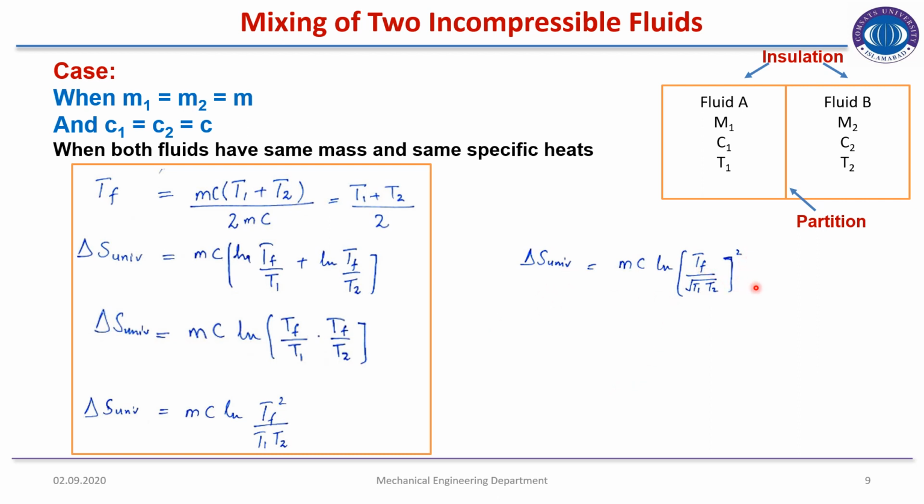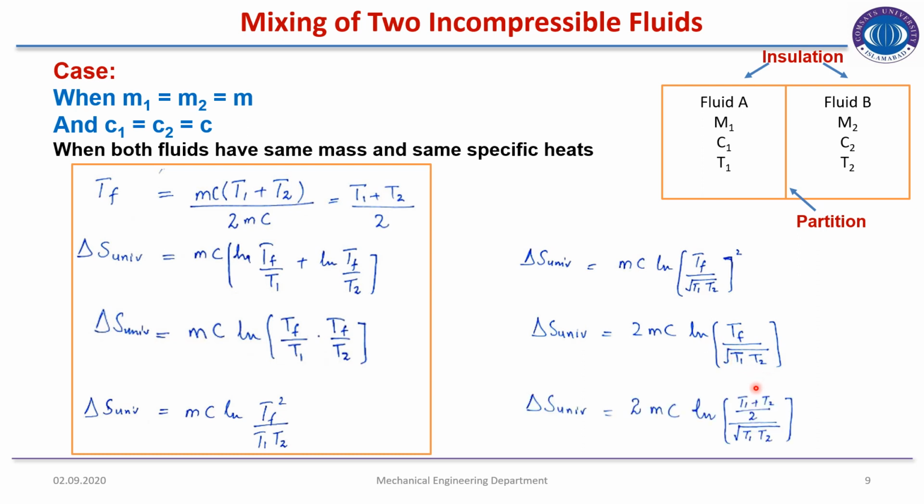So here we have taken the square outside the bracket. So the under root sign is introduced when the square is multiplied here, so the under root sign will cancel out with the square. So delta S universe, or change of entropy of universe, is mc natural log [Tf divided by under root T1 T2] whole squared. Here we have also utilized the property of log, so the square or power comes out at the left hand side and is multiplied with the relation. So that 2 in the power is now in the multiplication. So change of entropy of universe is equal to 2 mc natural log Tf over under root T1 T2.